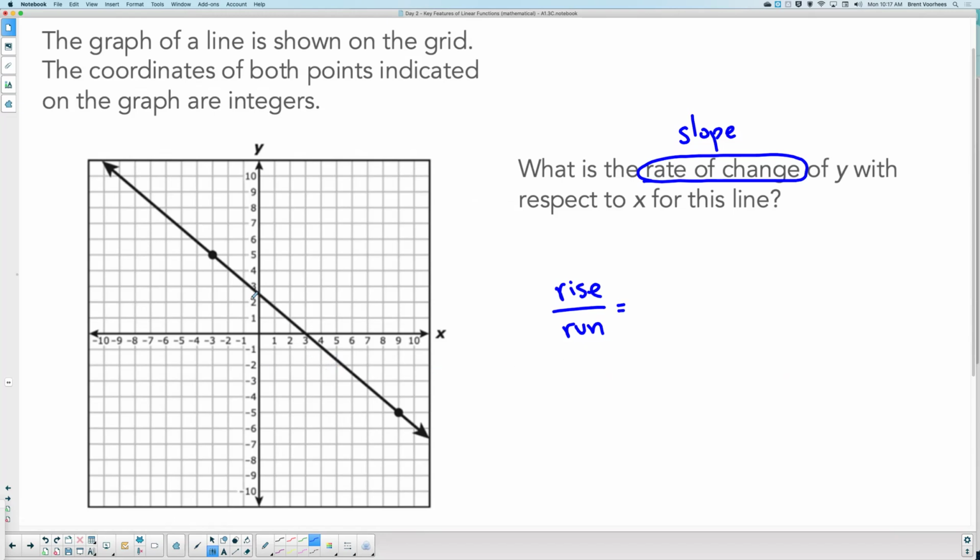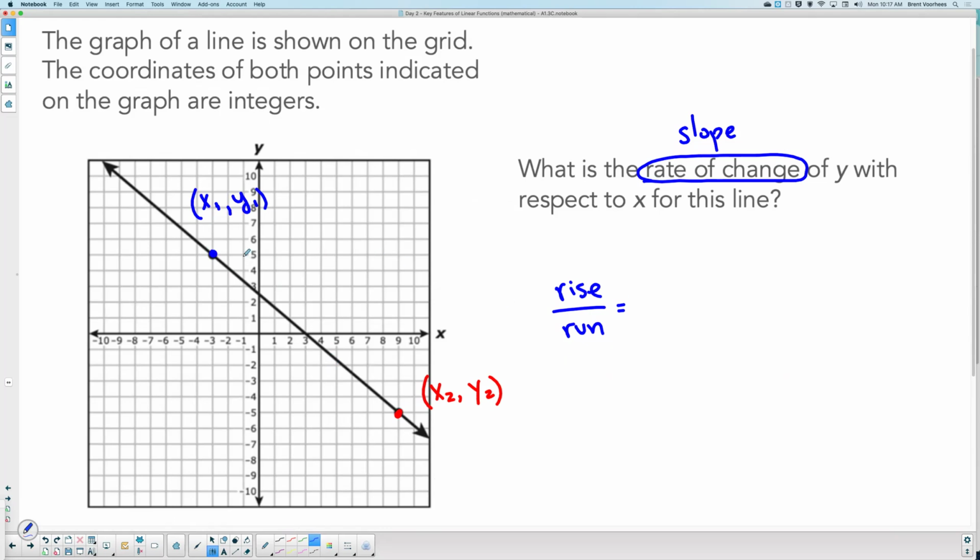So on this one, let's use this point right here. This is our x1, y1. How about that? This point right here, that's going to be our x1, y1. This point down here, we'll say is our x2, y2 point.